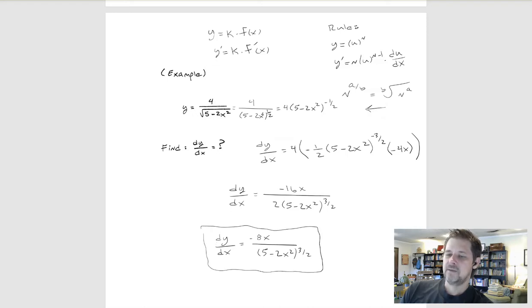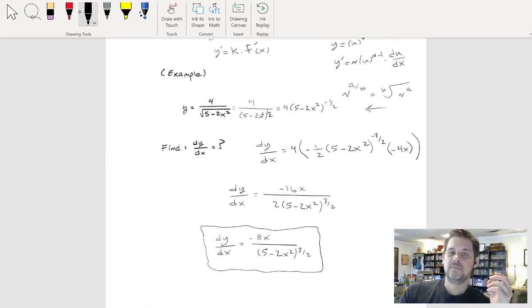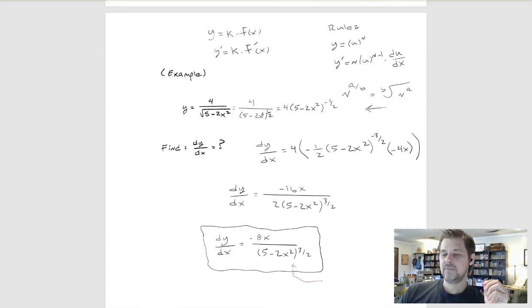Okay? Now, that will probably work for MyMathLab, but at different times and different places, you may be expected to know another form of this answer. Okay? So let's do this. Just in case, I think MyMathLab will most likely accept this one, but here's something that you should know anyway. You may see this expressed as the square root of 5 minus 2x squared to the 3rd power.